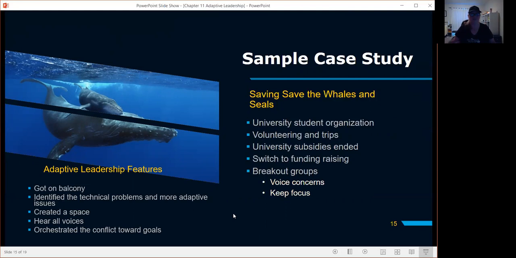So what I thought were really great examples of adaptive leadership is that the leadership, the board members in this organization, broke into some breakout groups, and they really wanted to hear the voices of the people who belong to this organization and the different members. And so that was their effort to get on the balcony and really be able to hear everybody, to look through what was happening in their situation, identifying what are those technical aspects that they can deal with, but what are those more adaptive issues of changing people's mindset away from I'm just a volunteer to now I have to raise funds to save the whales. And I really like the way they focused on creating that space, hearing all the voices, and then they even wrote comments in there about how they needed to be okay with conflict and how they needed to move through that conflict to get towards their goals. So I thought that this case study was actually a perfect example of adaptive leadership at work.